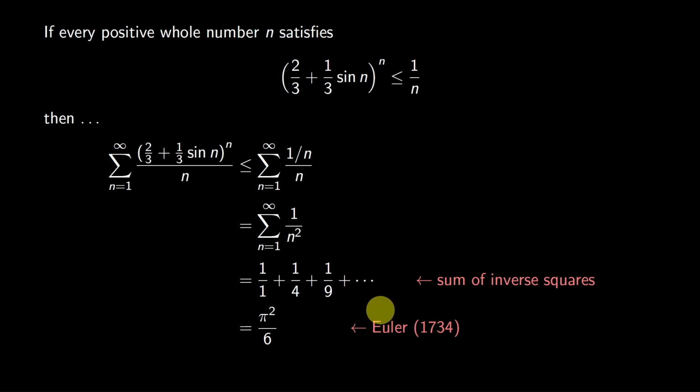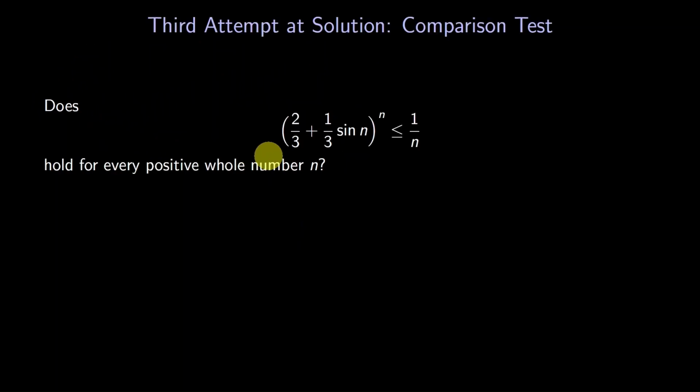Okay, assuming that our hypothesis is correct, we've bounded our original series by a larger convergent series. What does that say about our original series? It would converge too. This approach would show that the original series converges, except there's a big if at the start of our argument. And so the question becomes, is our hypothesis true? What do you think? Is this inequality true for every positive whole number?